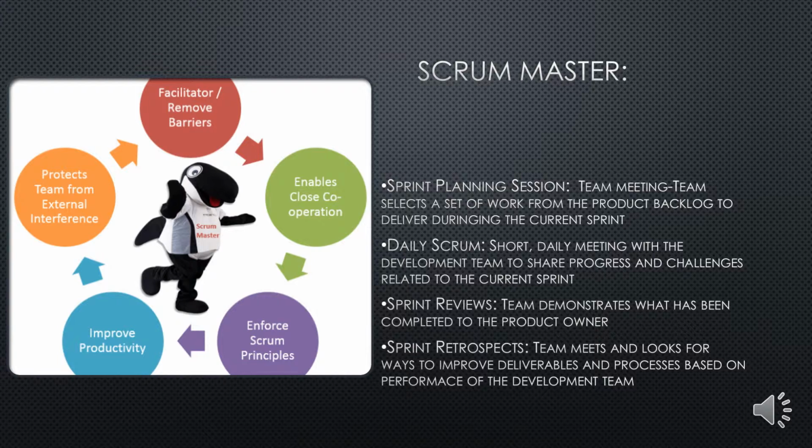Some main tasks that they will handle include sprint planning sessions, which are meetings that select a set of work from the product backlogs to deliver on, daily Scrum meetings, which allow teams to share progress and challenges in their sprints, sprint reviews, where the team demonstrates what they have completed to the product owner, and sprint retrospectives, where the team meets and looks for ways to improve on deliverables that they've already done. All of these tasks are essential to keep the team focused and staying on top of their procedures. The tasks that are mentioned will go into further detail later in the presentation.